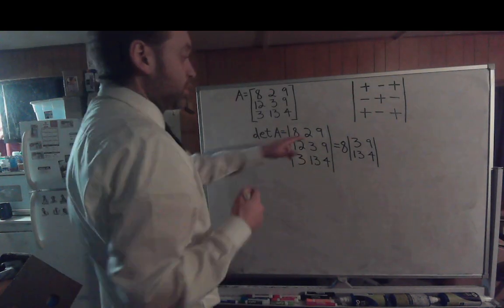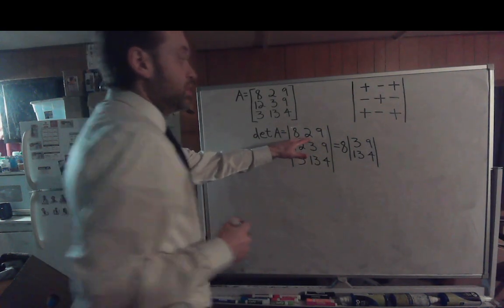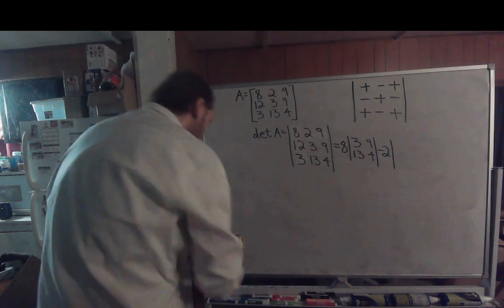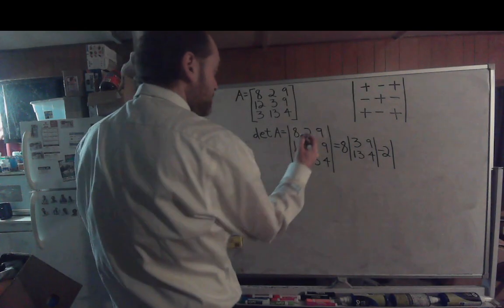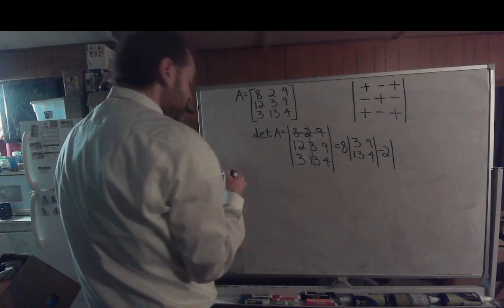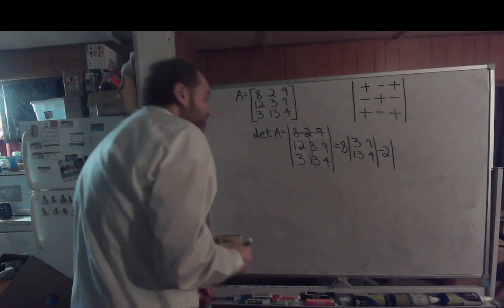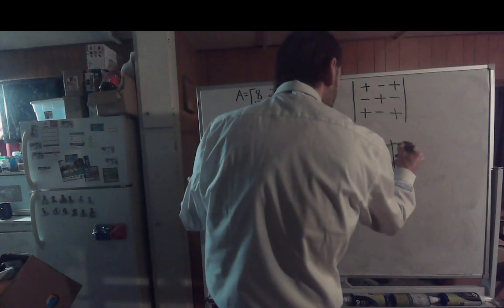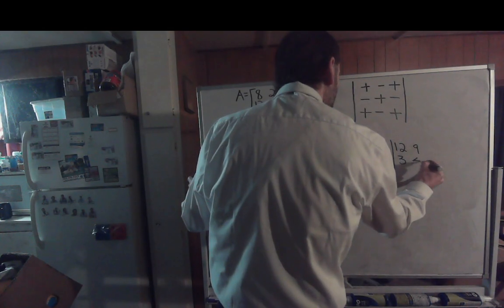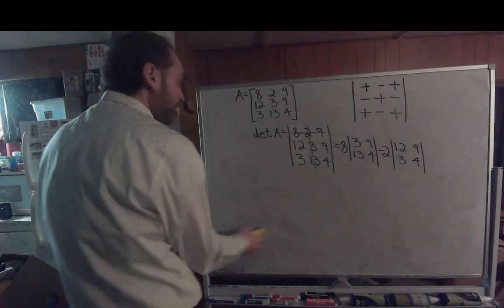All right, so next we'll work with that coefficient of 2. According to the coefficient matrix, it'll be negative times that positive 2, so that'd be minus 2 times the determinant of whatever's left over. So strike out the row and column that it lies in. There's what's left over. You have 12, 9, 3, and 4. Okay? And then we got one more.